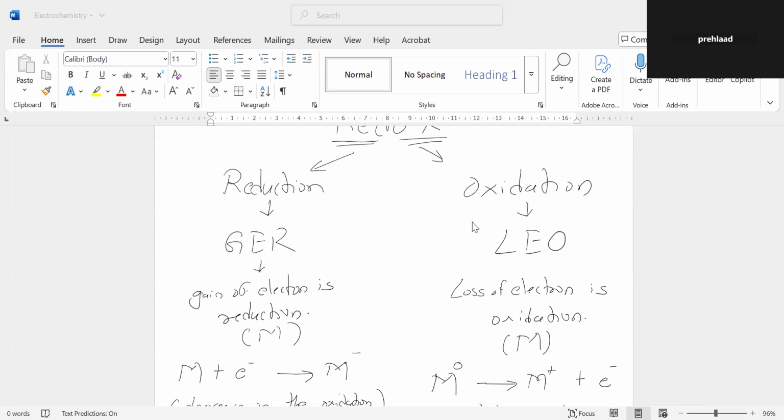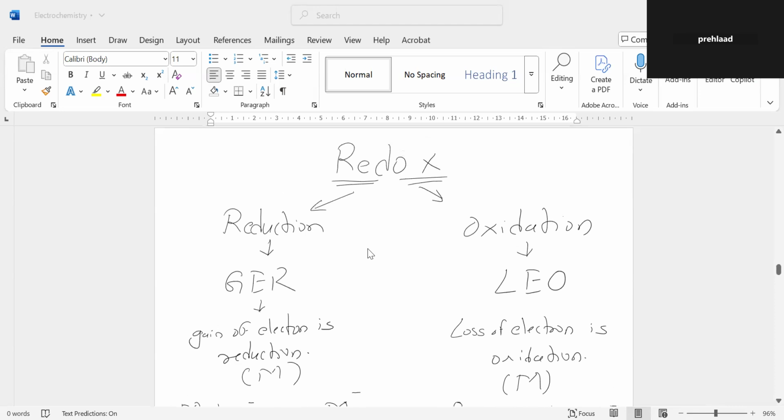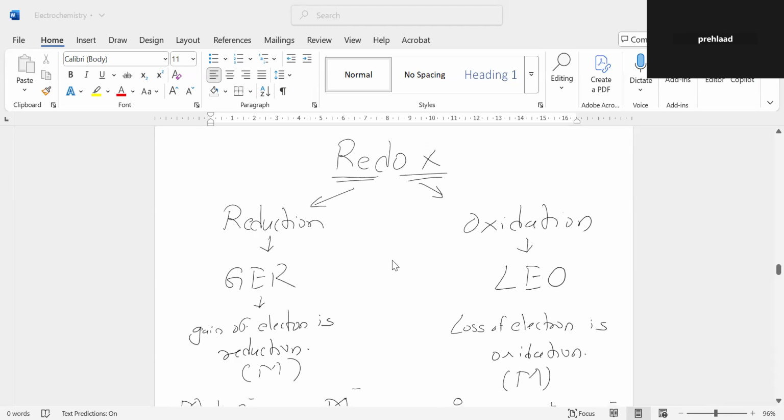Yes. Okay. So, we are starting a new unit that is redox or electrochemistry. In order to understand that concept, let us first learn what exactly is redox in electrochemistry. Redox is made up of two words. One is reduction and the other is oxidation. I want you to copy this down. So, redox means reduction and oxidation.